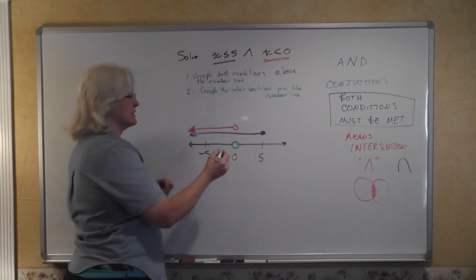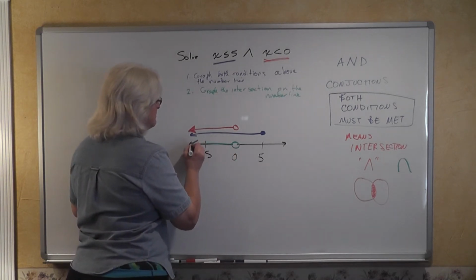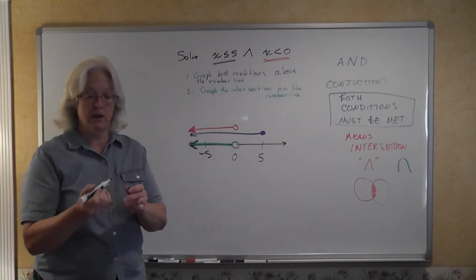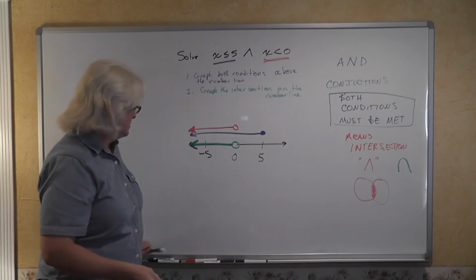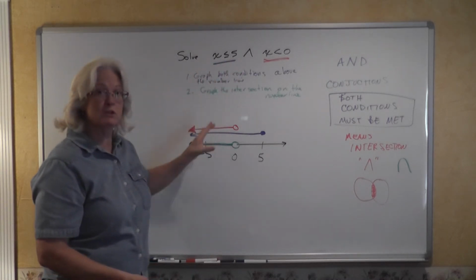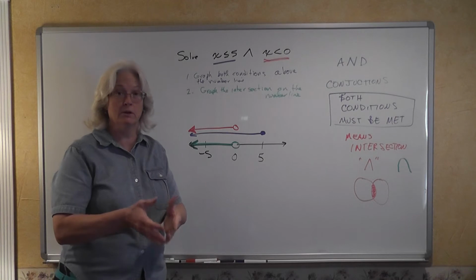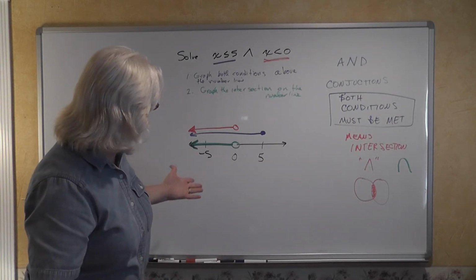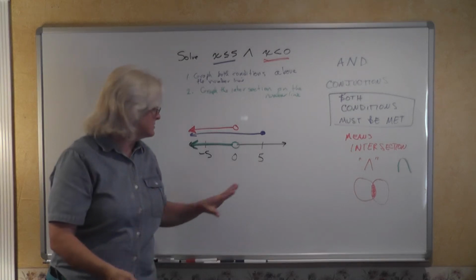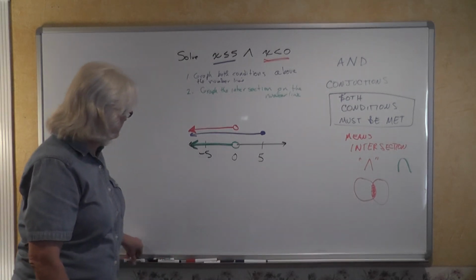X is less than 0, but it includes everything to the left on the number line, and that is the intersection of these two conditions. So we have met our conjunction. That's the solution. Now, how would we write this solution? We have to have an algebraic sentence. This is the graphical solution.